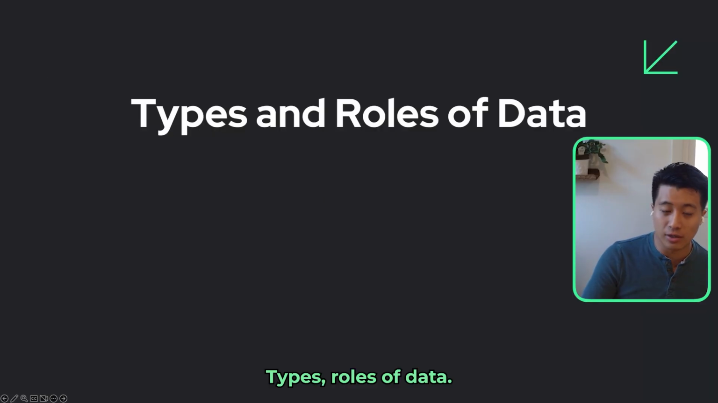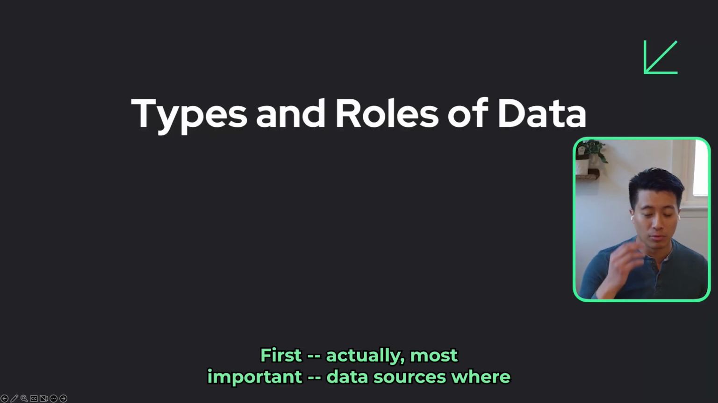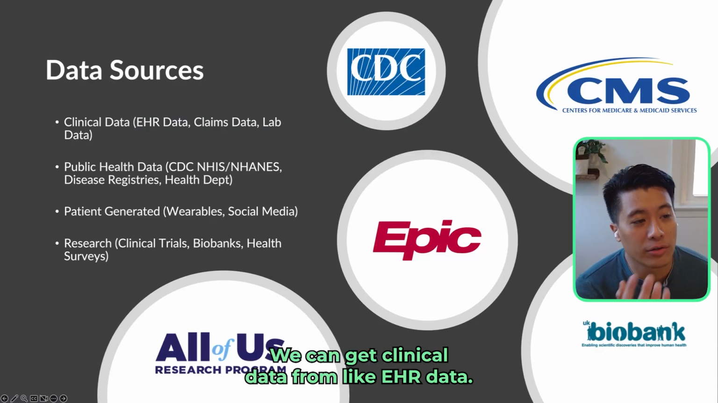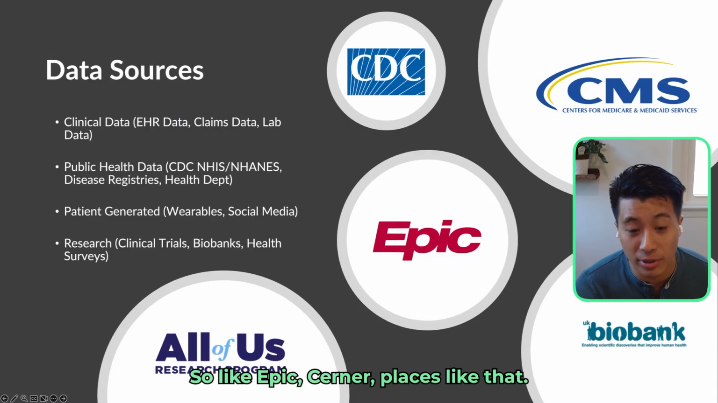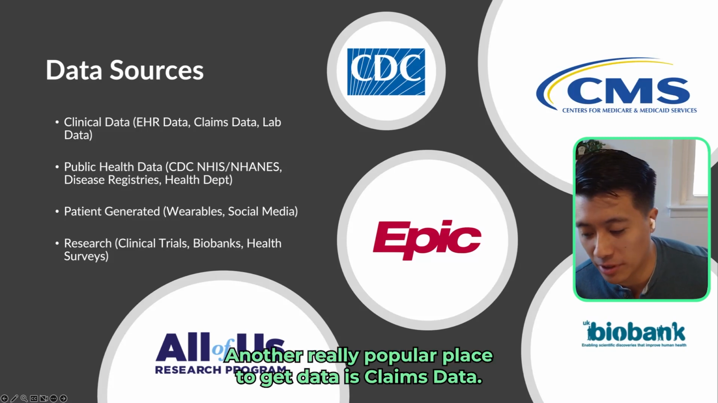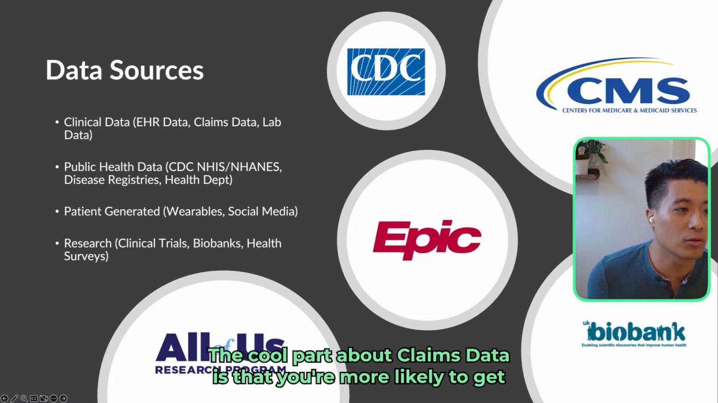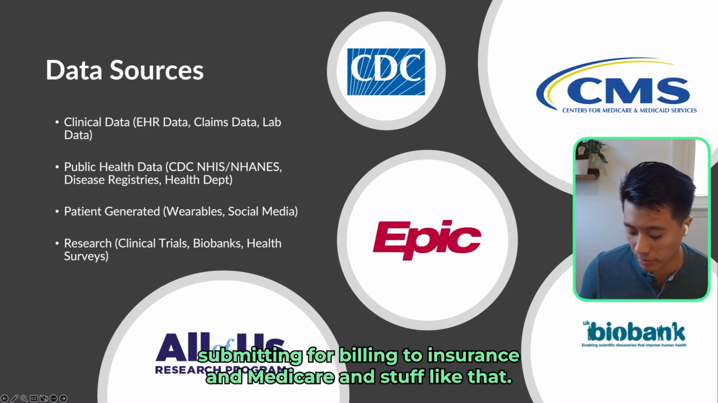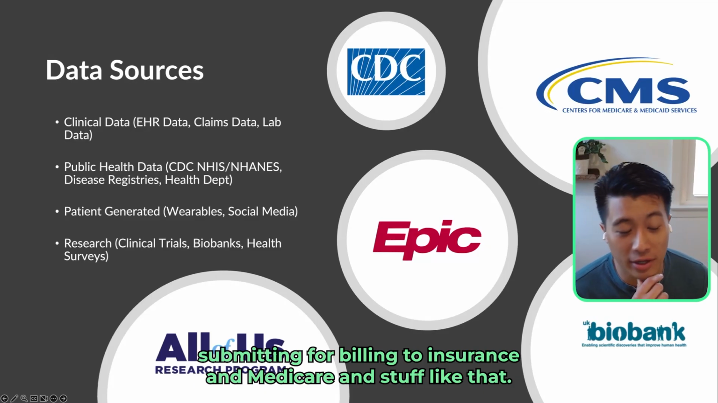Types and roles of data. First, actually most important, data sources. Where can we get clinical data from? We can get clinical data from EHR data, like Epic, Cerner, places like that. Another really popular place to get data is claims data. The cool part about claims data is that you're more likely to get care that was actually delivered, because it's clinicians who are submitting for billing to insurance and Medicare and stuff like that.